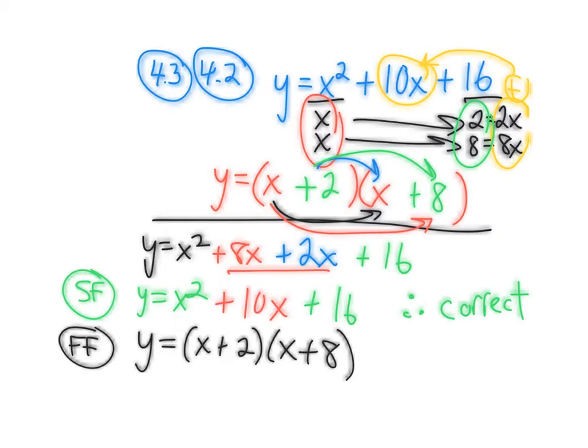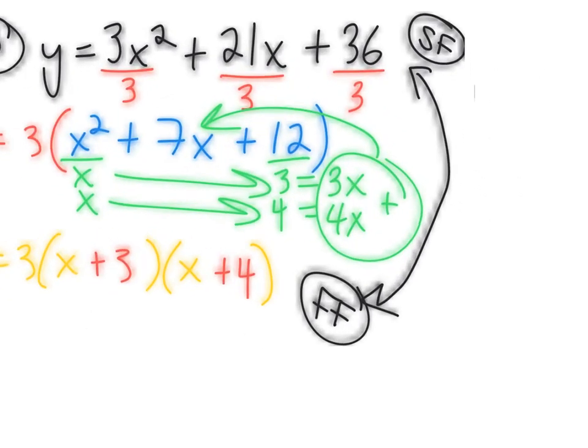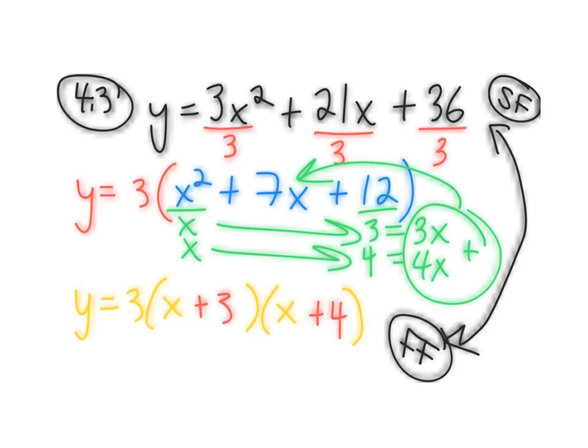Okay, let's consider another example. Okay, so we have y equals 3x squared plus 21x plus 36. You might notice there's a common factor. So let's divide that out, and we're left with x squared plus 7x plus 12 in the brackets. And if we use this product sum technique, we can determine that our factors become x plus 3 times x plus 4, along with the original 3 combined. This all becomes our factored form.